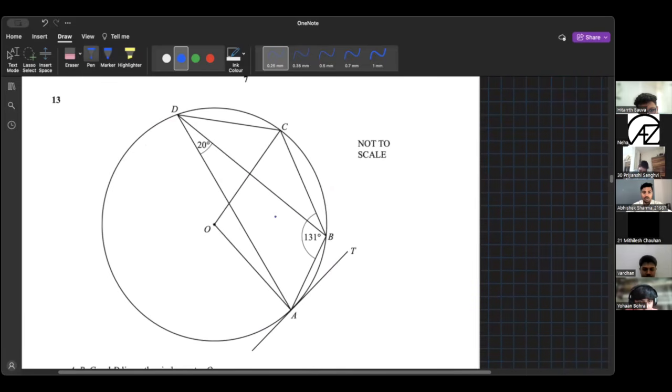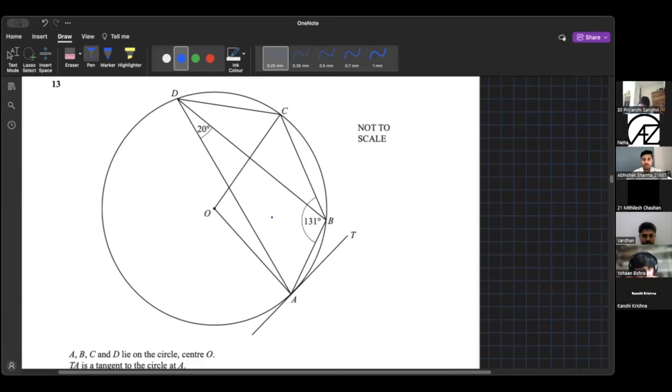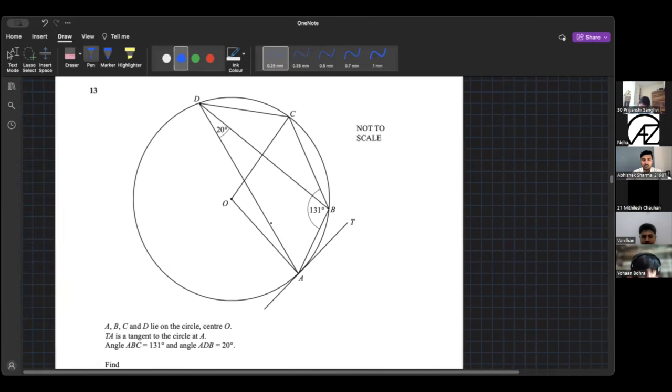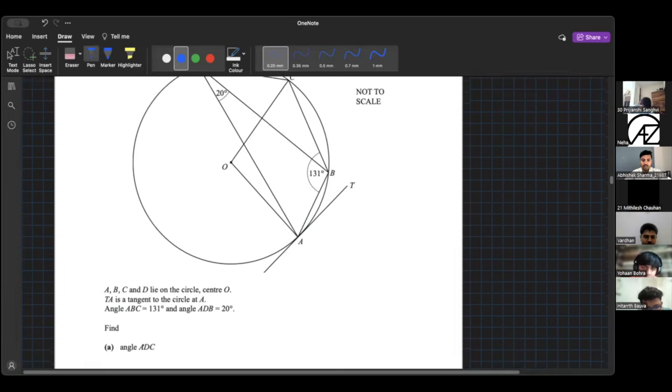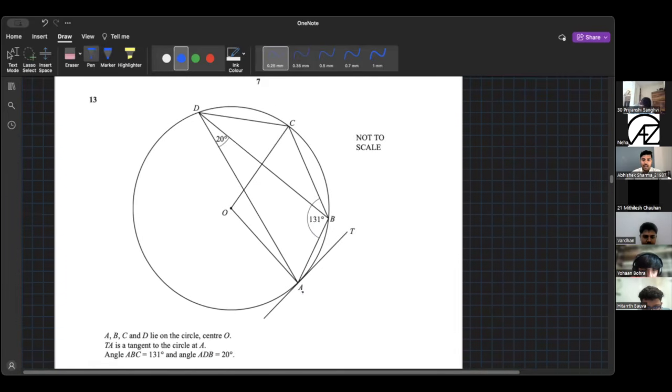Moving on to question number 30 now. This is a question based on circle theorems. Let's check. It says A, B, C, and D lie on the circle center O. TA is a tangent to the circle at A. Angle ABC is 131 degrees. Everything is already marked on the diagram also. And angle ADB is 20 degrees. Find angle ADC. A, D, and C, they're asking for this angle.